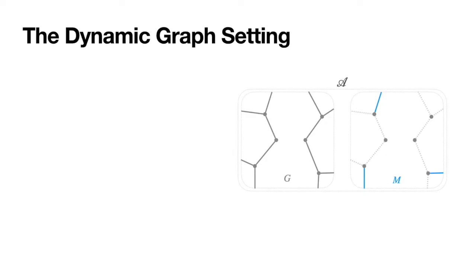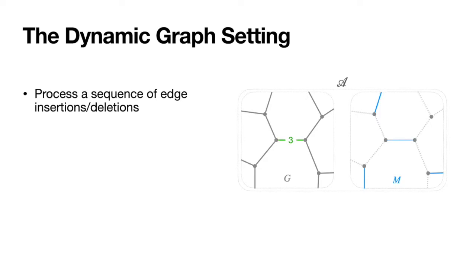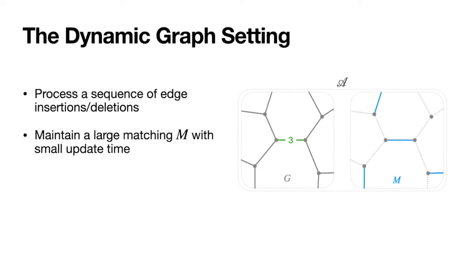Now let me define the dynamic graph setting. In the dynamic matching problem, the input graph undergoes updates over time, and the algorithm must maintain a matching over these updates. Depicted on the right is a graph G and a matching M in blue. The algorithm A processes updates to G to maintain the matching M. For example, perhaps when this green edge is inserted into G, the algorithm chooses to include this edge in its matching. Of course, the algorithm may make many changes in response to a single insertion or deletion, not just one. The goal is to process each update quickly while maintaining a large matching at all times.